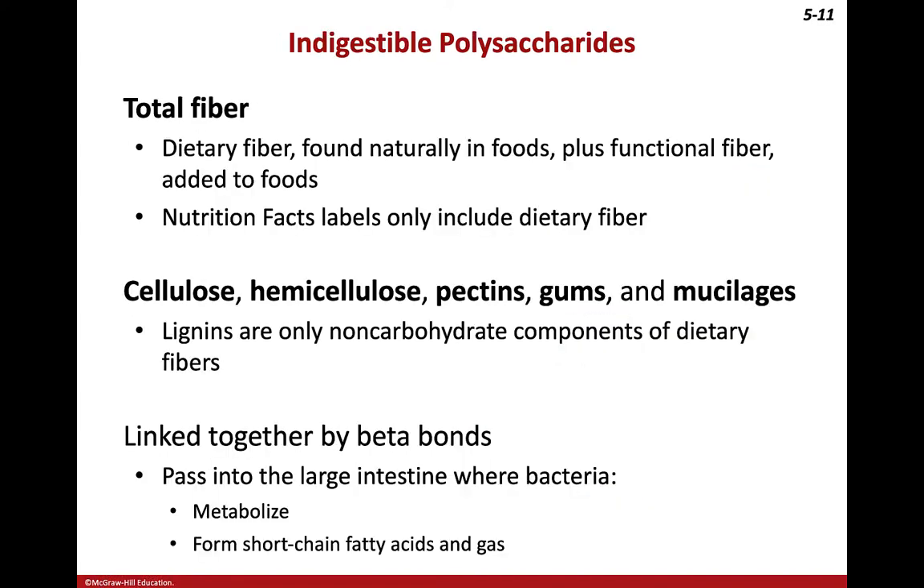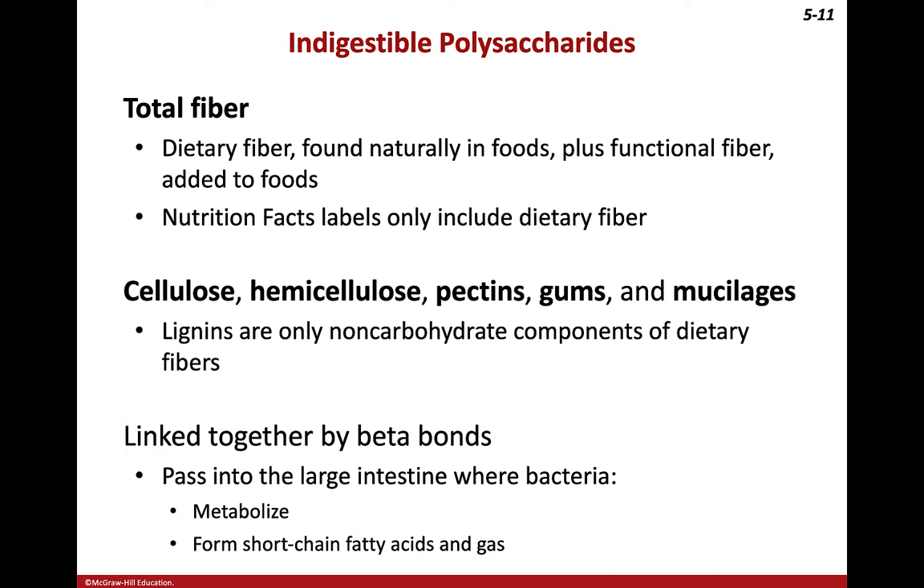Now, the other types of polysaccharides are indigestible. Fiber is really what we're focusing on here. We can look at two types of fiber: dietary fiber, which is fiber found naturally in food items, and functional fiber, which is fiber that has been added to foods. When you are looking at the food panel, that panel only indicates dietary fiber. So functional fiber, or fiber that has been added, is not included on that label.